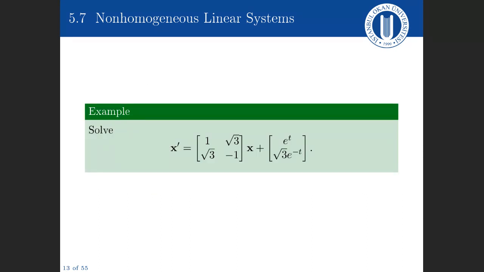And a second example. Solve x prime is equal to [1, root 3; root 3, -1] x, plus [e^t, root 3 e^(-t)]. The idea is the same. We're going to diagonalize the matrix to turn this linear system into an easier linear system. We'll solve the easier linear system, and then we'll multiply by T to find the answer to this linear system.